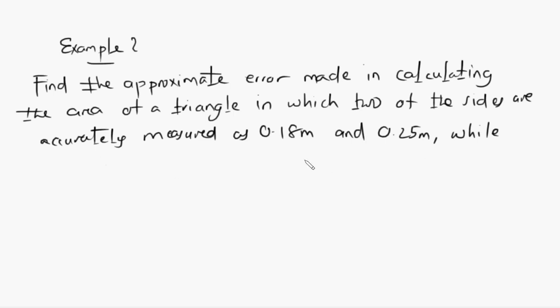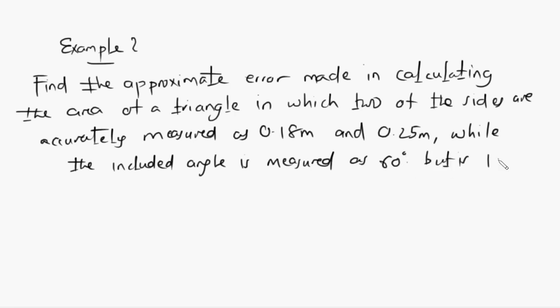The included angle is the angle formed between these two sides. While the included angle is measured as 60 degrees, it says it is 1/2 degrees wrong. This angle, unlike these sides, is not accurate; there is this error of 1/2. So we need to find the error in the area. We have the error in the angle. How does the error in the angle cause an error in the area?